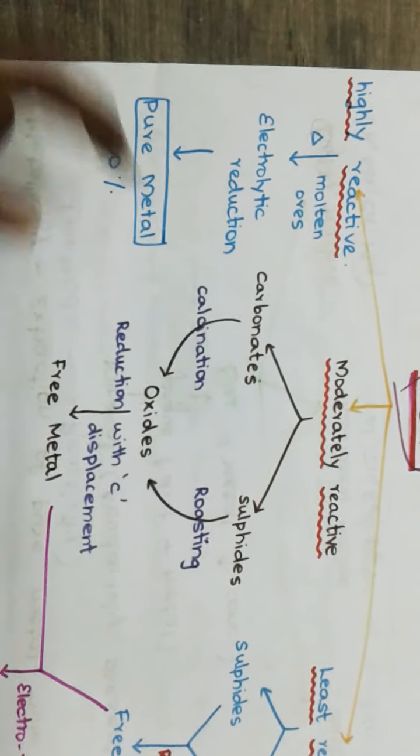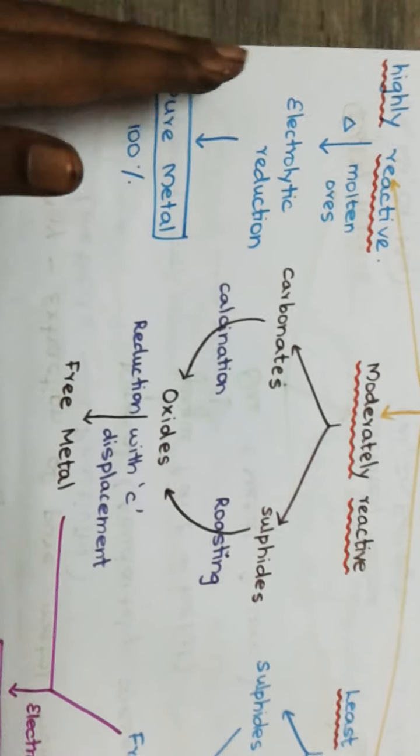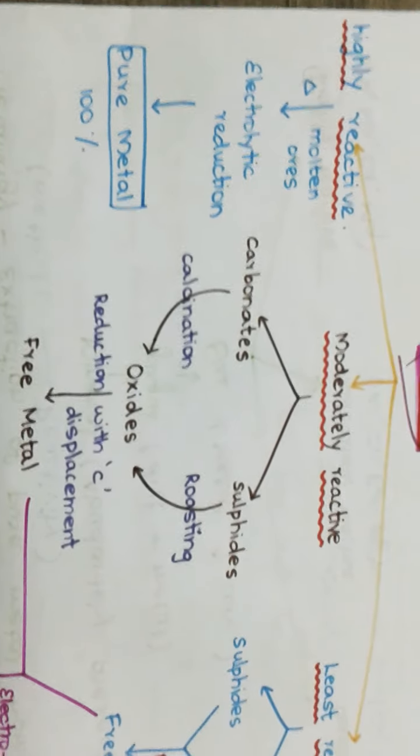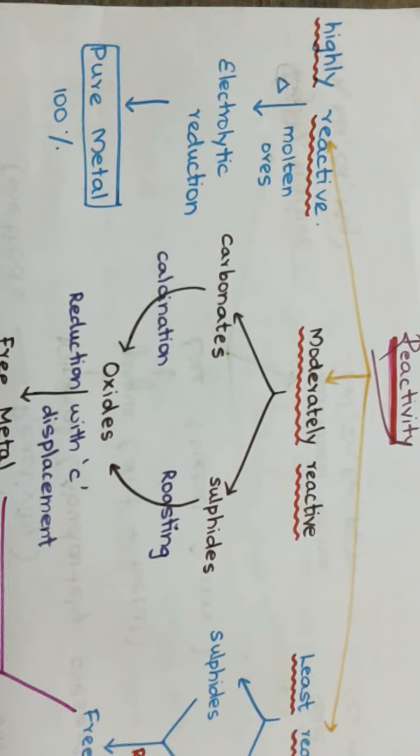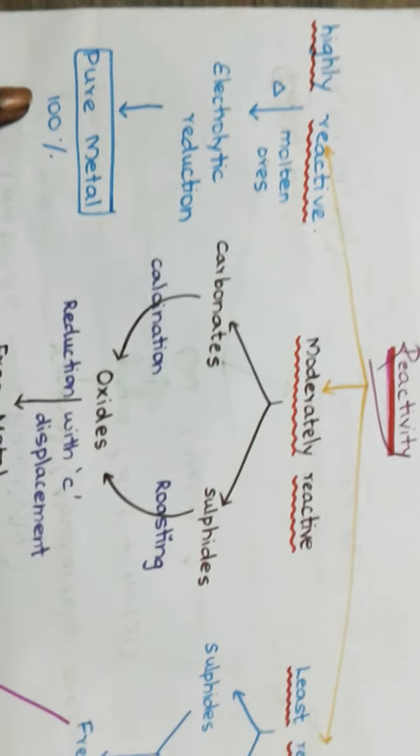This pure metal is 100%. It does not contain any dust or any sand or silt. It does not possess anything extra other than the metal. That's why we name it pure metal, which is 100%.